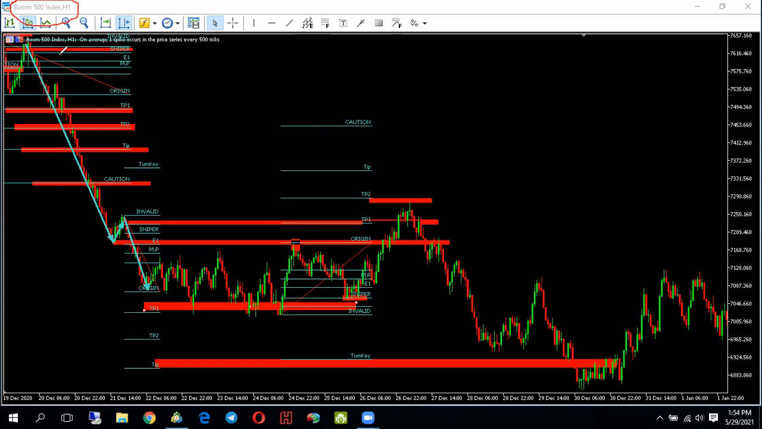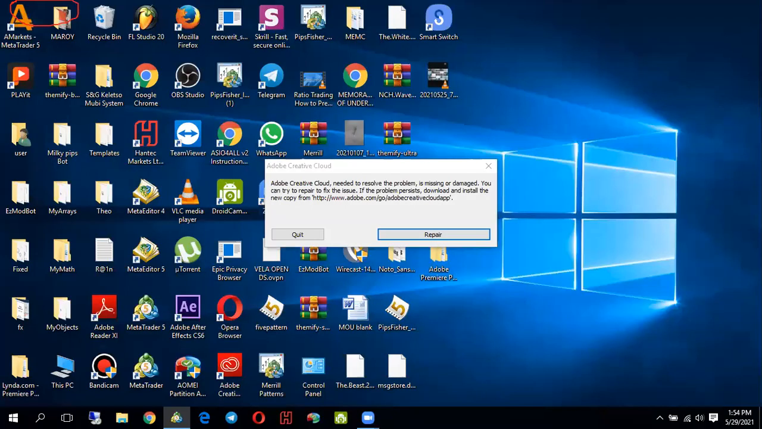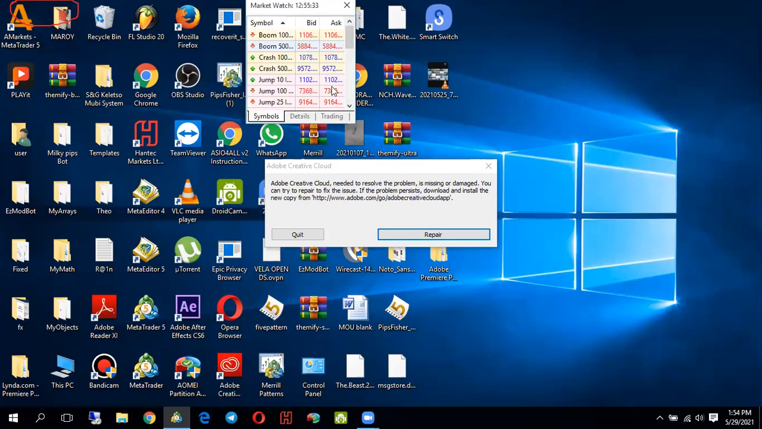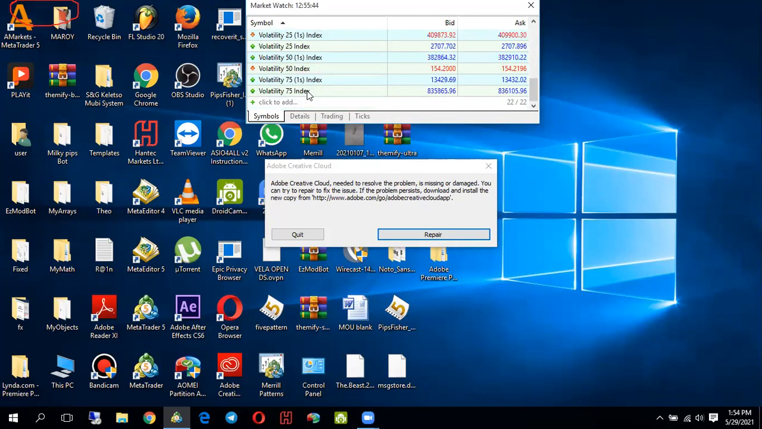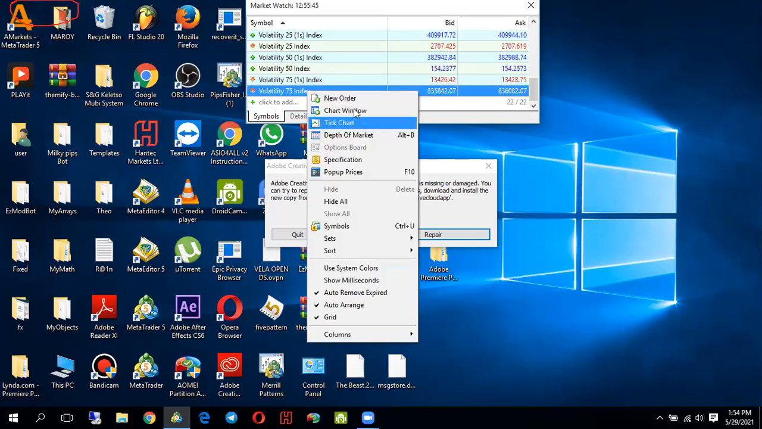Does it work on all VIX indices? Not just VIX indices. This is a strategy that works even on currencies. So I'm going to open up another commodity right now, so that you know that this is no jokes. It's not a scam. So I'm going to go to one of the toughest indices to trade, which is the V75 index. I'm going to go to the V75 index right now.